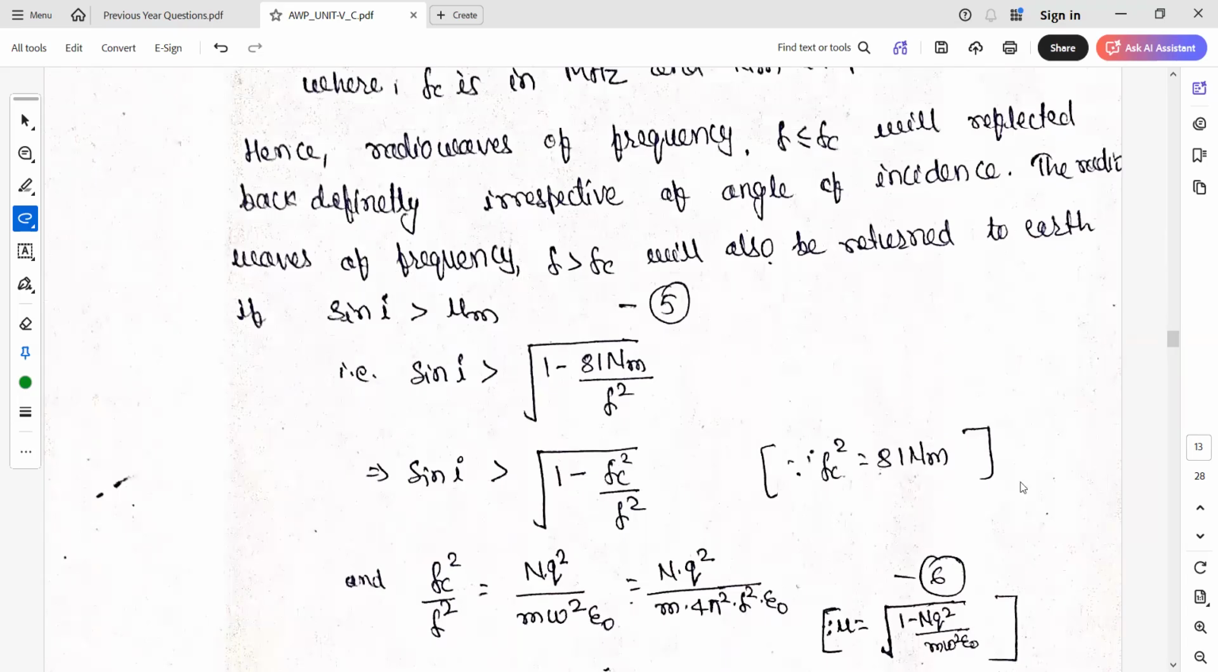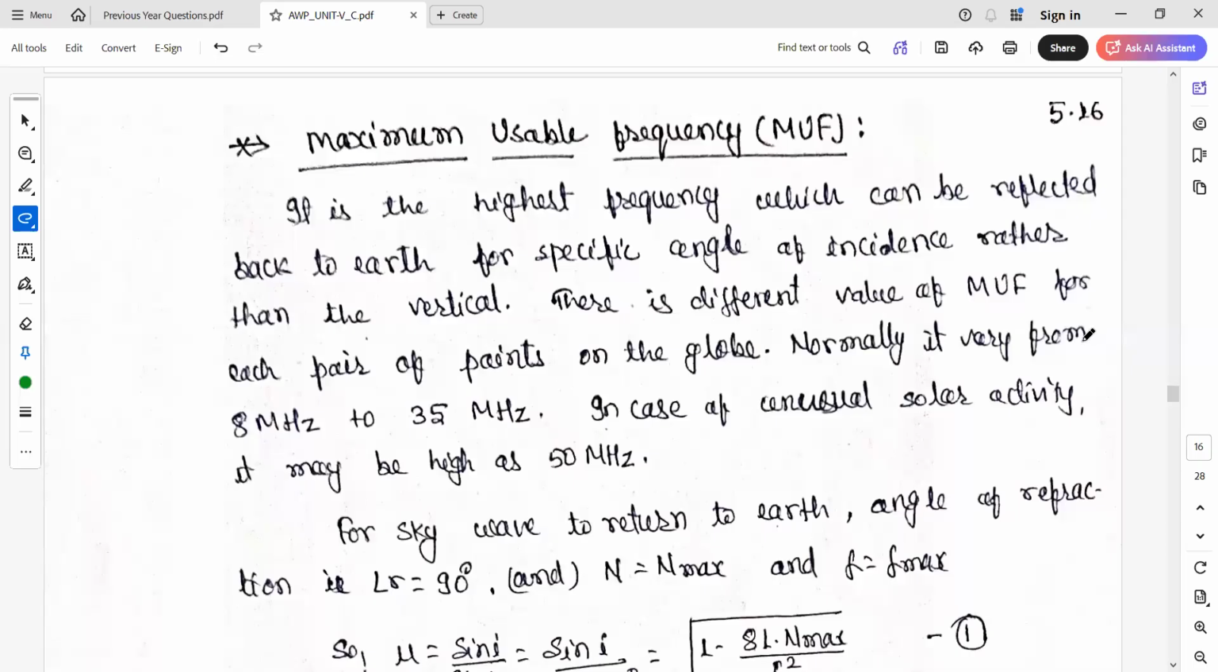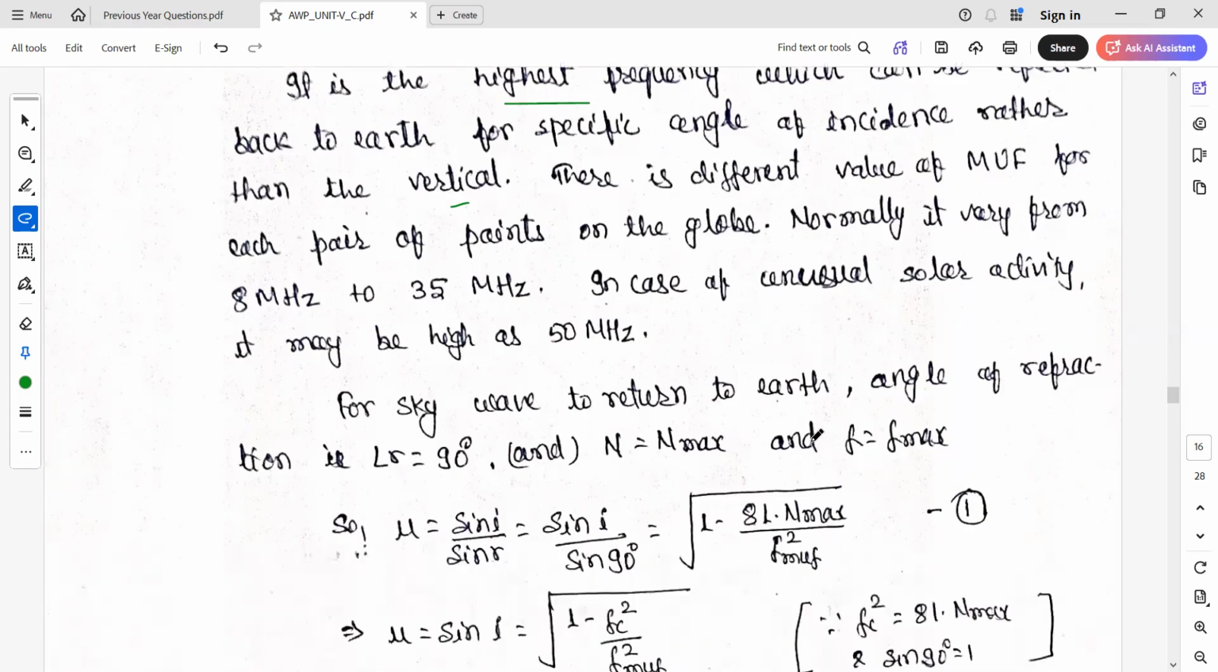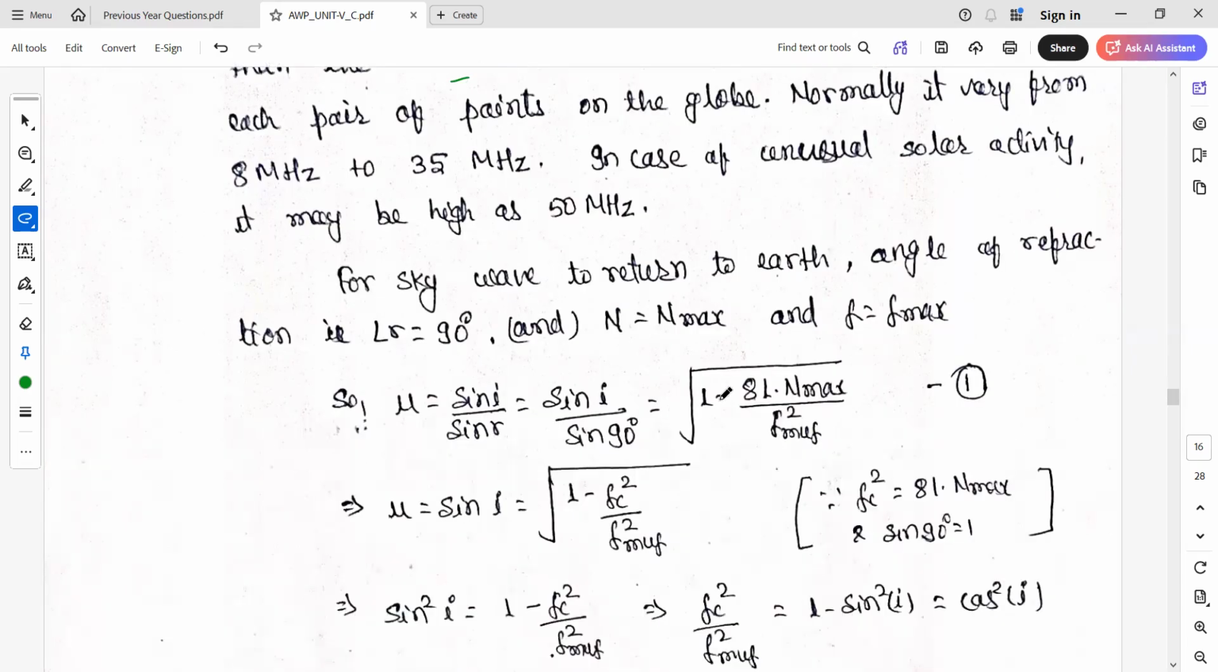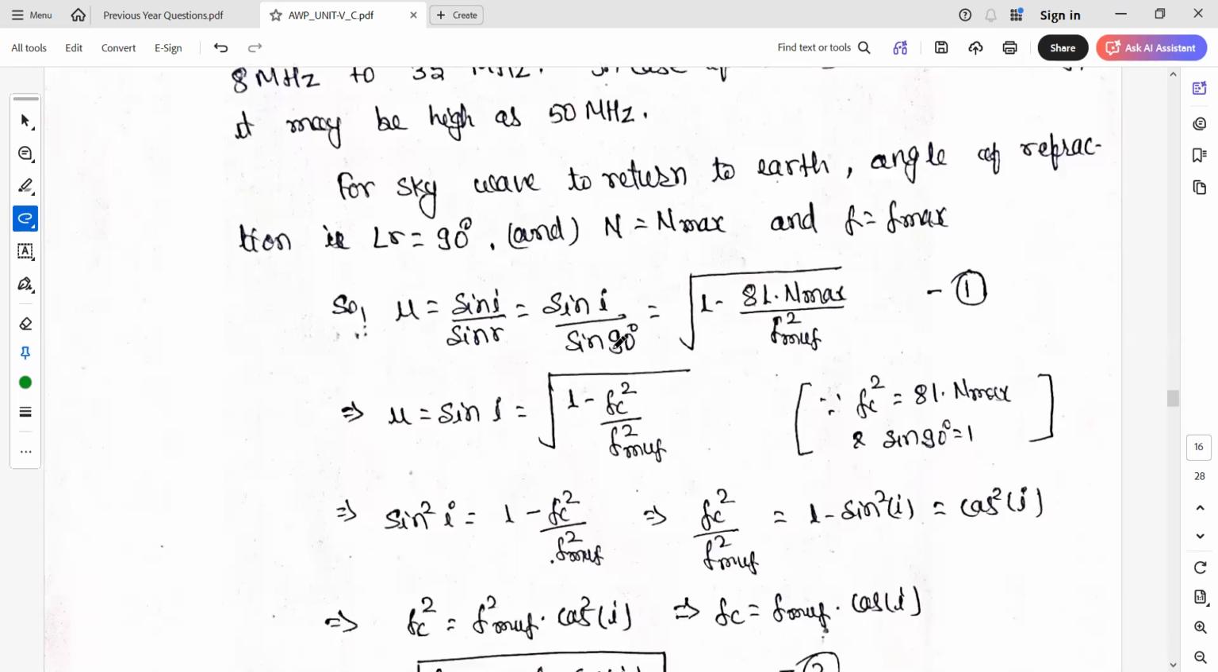Apart from this, next they are asking about the maximum usable frequency. It is also the highest frequency which can be reflected back to the earth for a specific angle of incidence, apart from vertical incidence, which occurs at the critical angle. It has a frequency range of 8 megahertz to 35 megahertz, and in case of solar activity the range may increase up to 50 megahertz. Here the angle of incidence is any angle apart from 90 degrees, and finally the reflected angle is taken as 90 degrees.